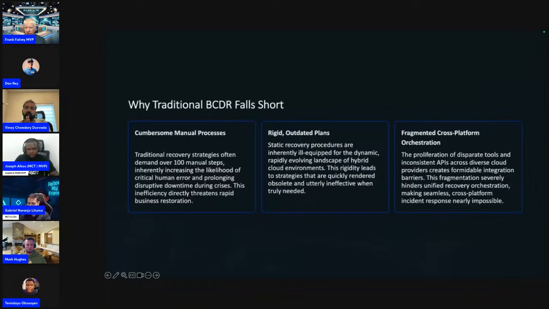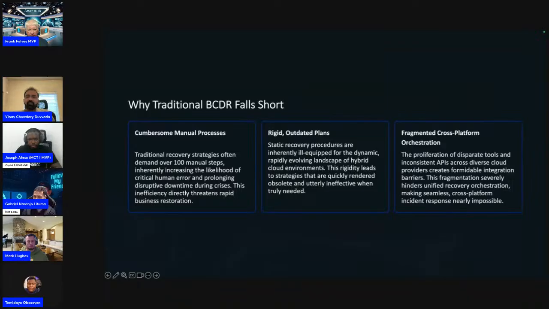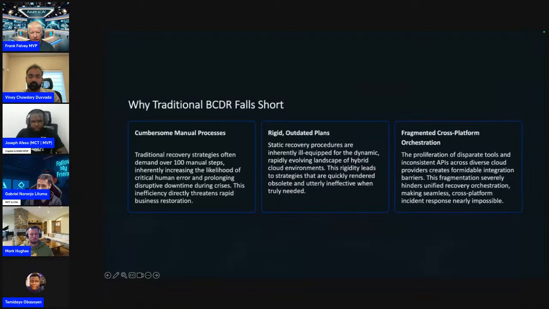So let me break down why traditional BCDR falls short. Manual process: many disaster recovery plans still involve 100-plus manual steps. I see a lot of companies are still keeping the legacy systems. If any crisis occurs, you know that, right? Human nature is we make mistakes. They can skip the steps because of the panic situation that could lead to more disaster.